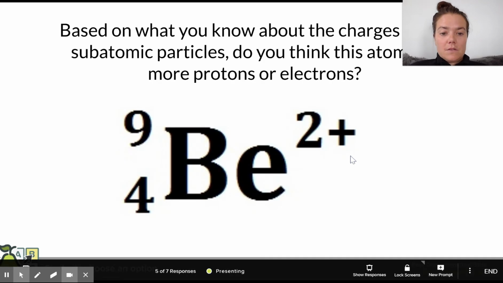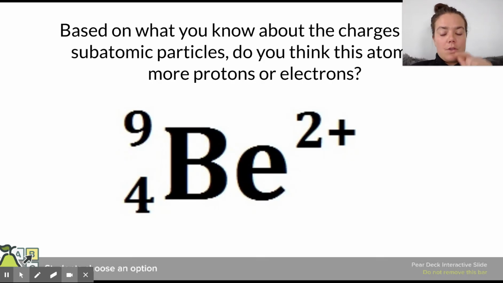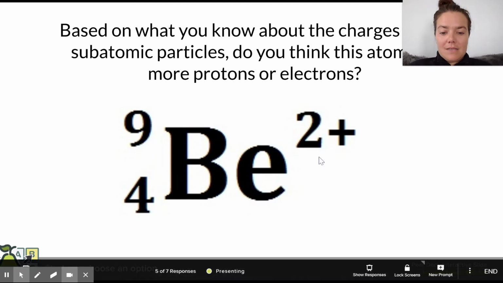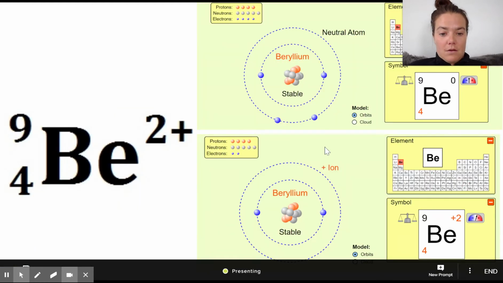So can you predict, are there more protons or electrons based on this symbol? There's definitely more protons because it has a +2 charge. Again, thinking here, there are more protons. There's 4 protons, 4 electrons. Down here, there's 4 protons, 2 electrons. There are more protons, and that's why it has its positive charge.